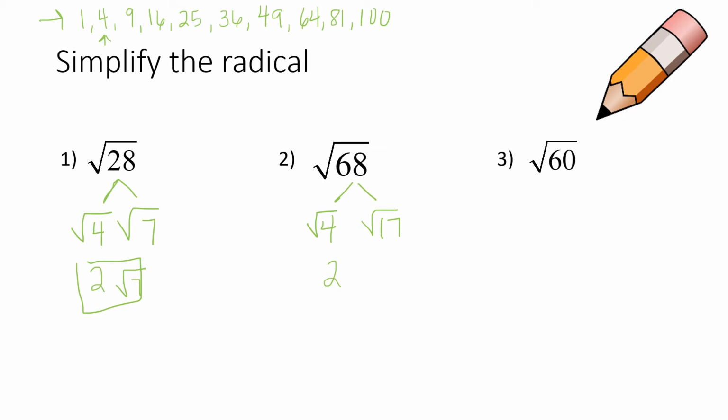Now I look at 17 and see if I can break 17 down anymore. There isn't another magical number that goes into 17, so I just bring down that square root of 17, and this would be my fully simplified radical for the square root of 68.